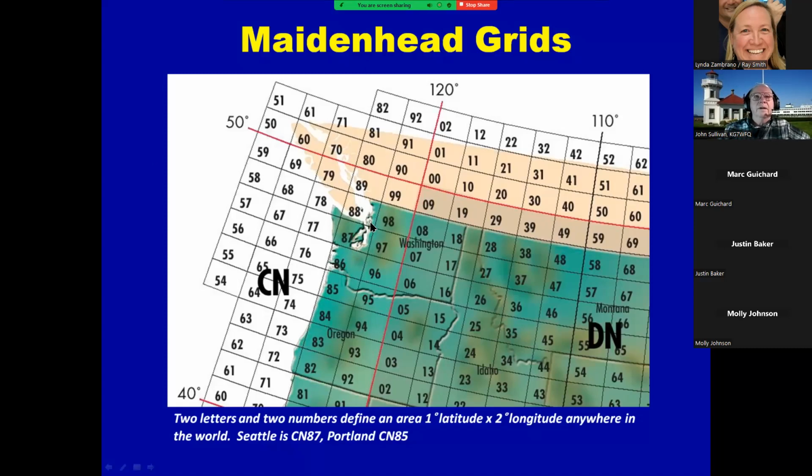Whereas if you drop down here to CN85, that will be down in the Portland, Oregon area. And then these are broken down usually with two more digits, lowercase letters that break each of those squares down into subsquares. But the 2 letters and 2 numbers define 1 degree latitude, 2 degrees longitude. So it's a pretty big area.